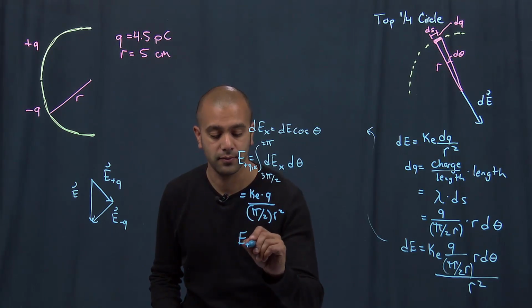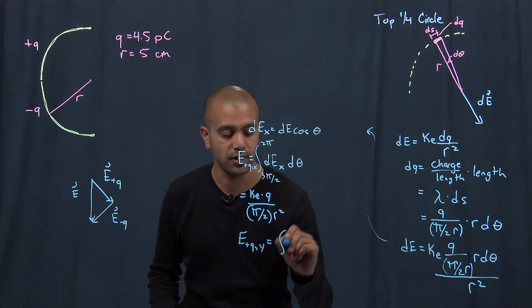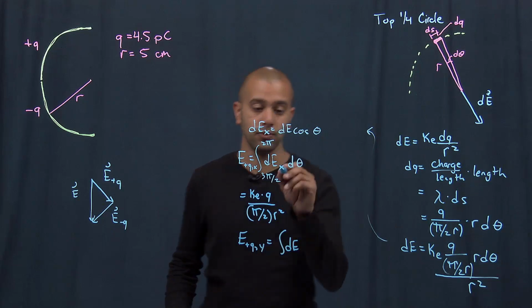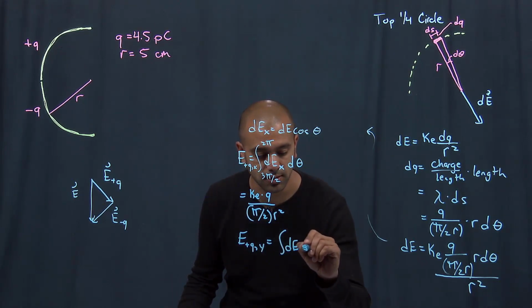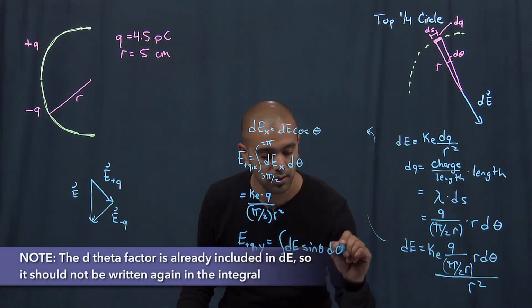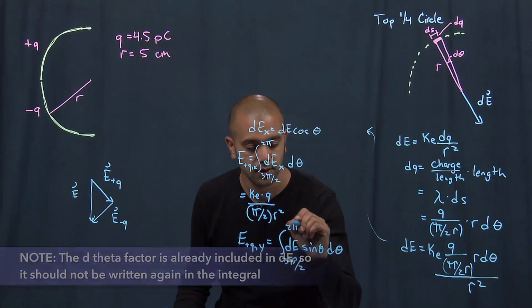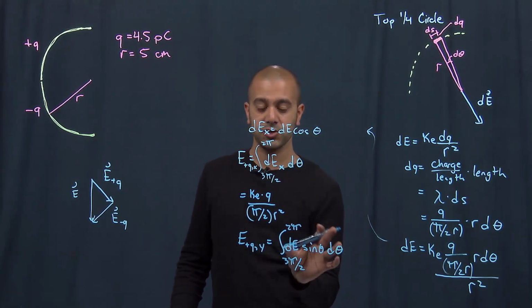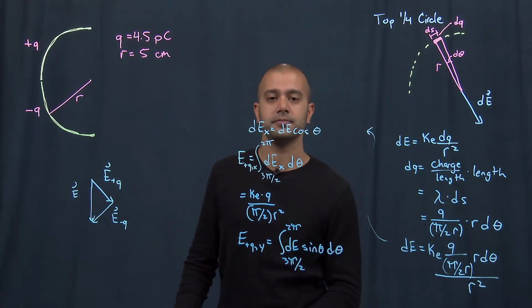So the field due to the positive charge in the y direction is going to be given by the integral of dE. dEy is just going to be dE times sine theta, so it's going to be dE times sine theta d theta, and then the same limits of integration. Go ahead and do that on your own, find a value for that, and make sure that the sign makes sense with our intuition. Go ahead and take a minute to do that now, and we'll come back and take a look.